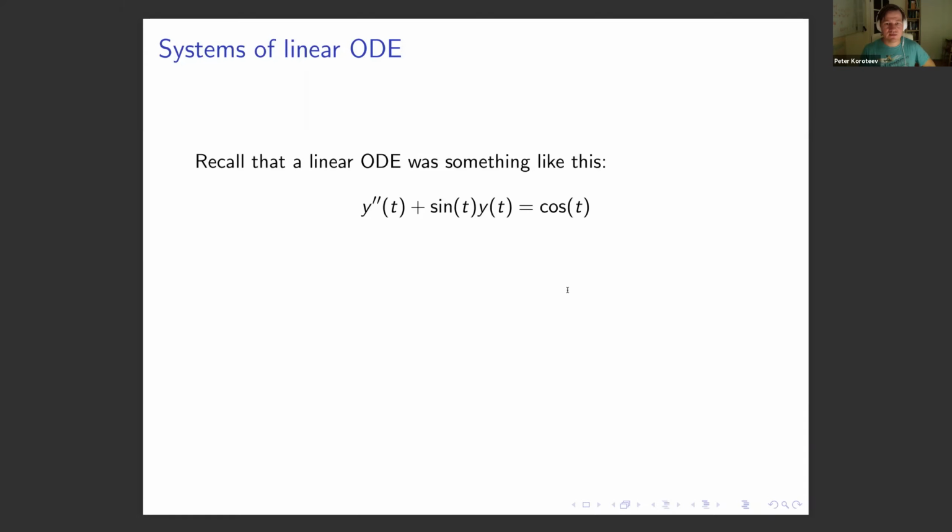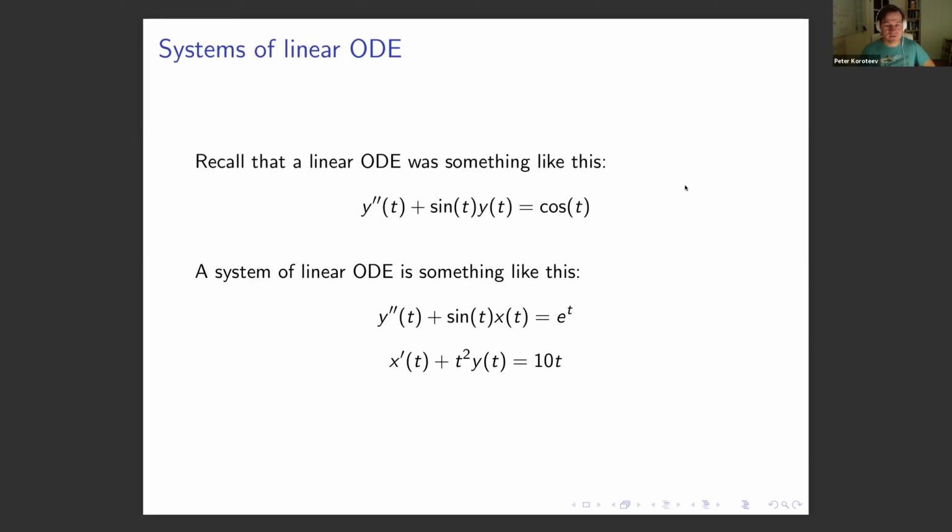Recall that a linear ODE looks something like this. In this case, the coefficients are not necessarily constants. A system of linear ODEs is simply several coupled equations. Here you see there's a derivative of y, second derivative of y, the same equation with function x, and derivative of x, the same equation with function of y. So everything is coupled together.